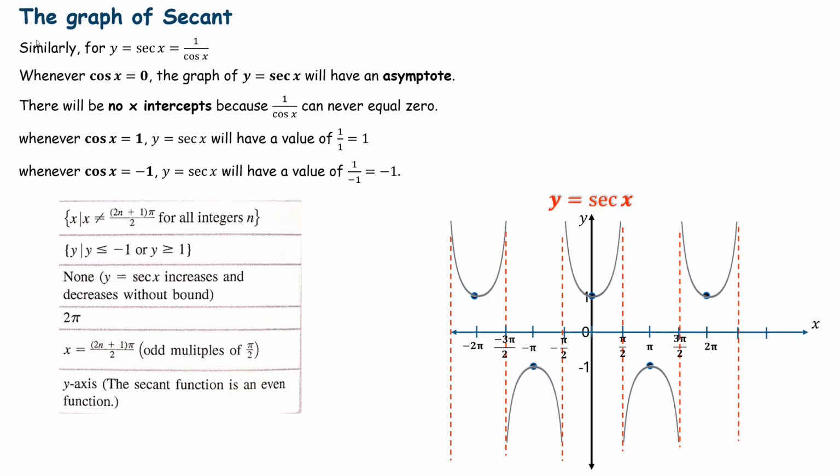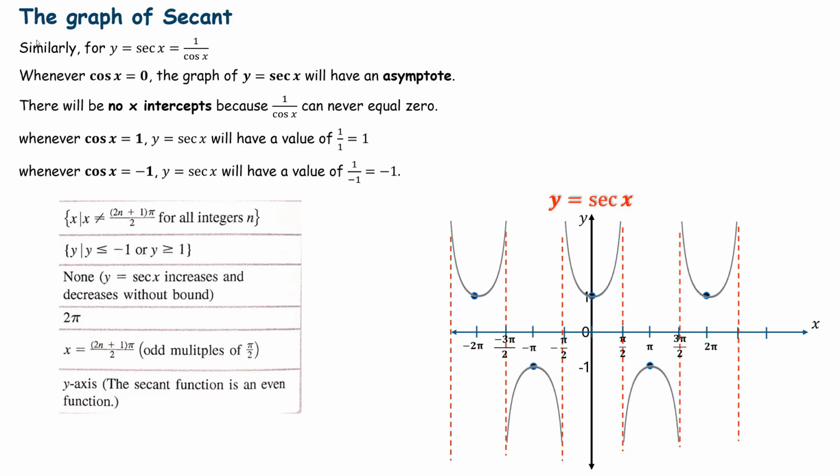The domain is going to be x such that x is not equal to any odd multiple of pi over 2, because the odd multiples of pi over 2 are where cosine is 0. So you can't have those in the domain. And again, the range is just 1 and up and -1 and down. There's no amplitude. The period's 2 pi.